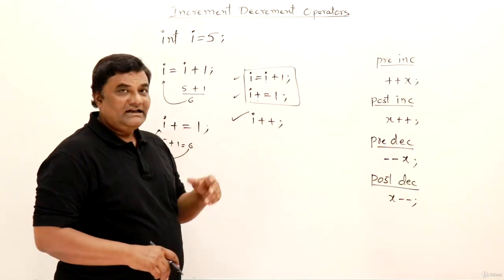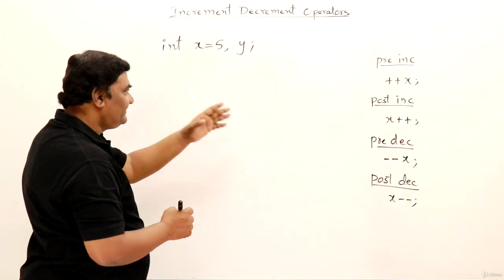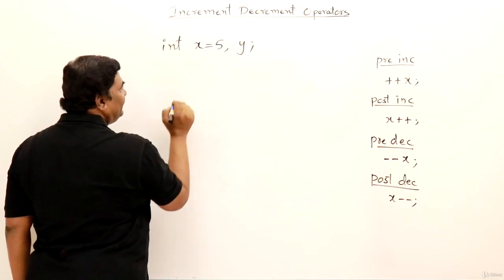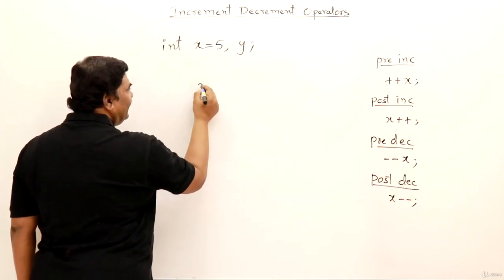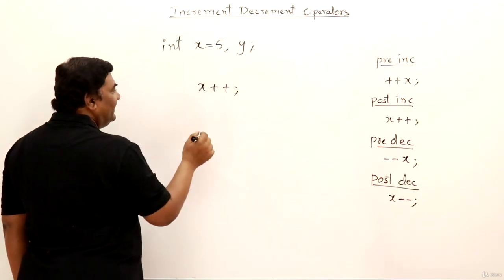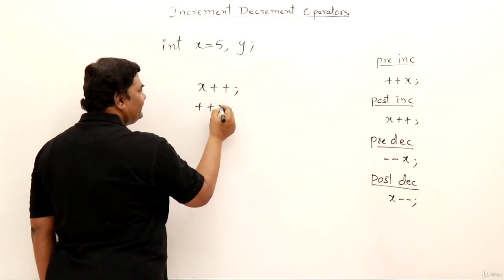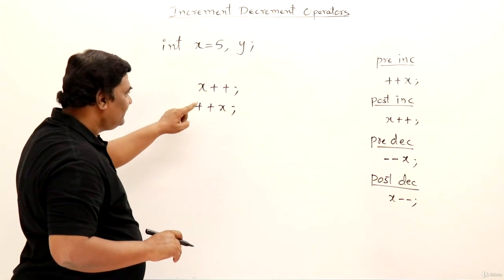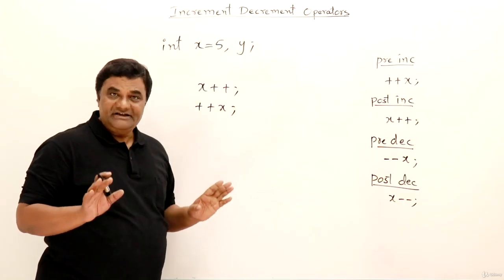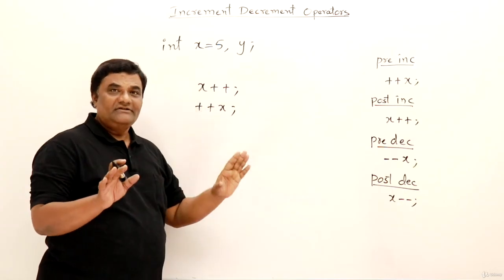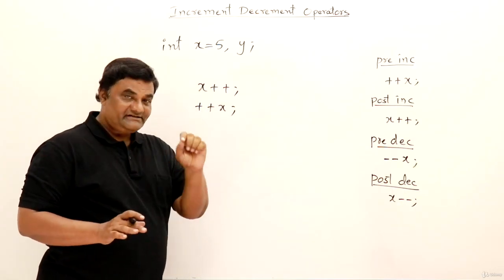I will remove this and I will take a different example and show you. So here I have an example. Let us understand pre-increment and post-increment. I have a variable x having value 5. Then if I say x++, then x becomes 6. Even if I say ++x, then also x becomes 6. Whether I write like this or like this, both have the same meaning. Either pre-increment or post-increment, whatever the statement may be, the result is the same.